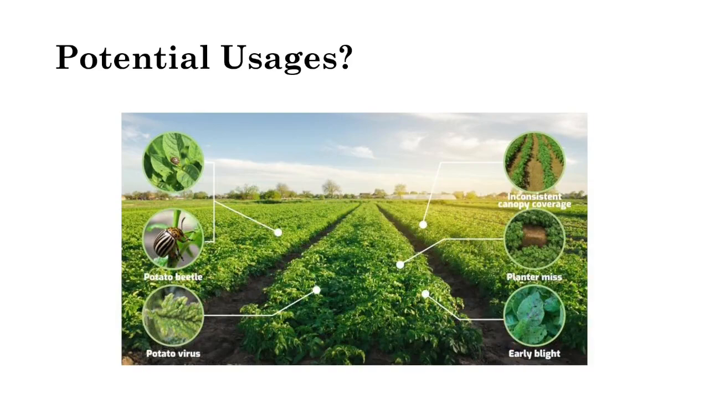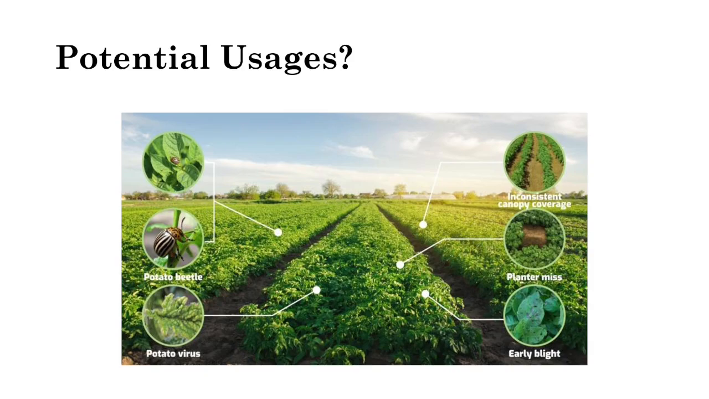Here's another little diagram here. It kind of tells us the usage, though, for satellite imaging. So satellite imaging and remote sensing can show us different organisms. It could show us if there's any viruses going on with our crops, or if there's anything wrong with the canopy or the whole landscape.